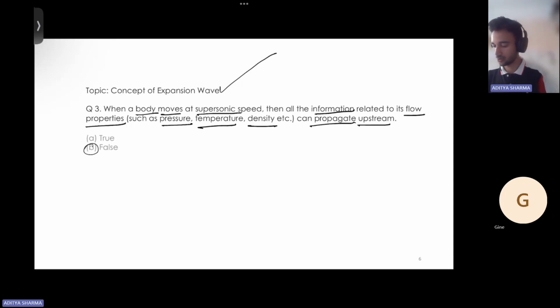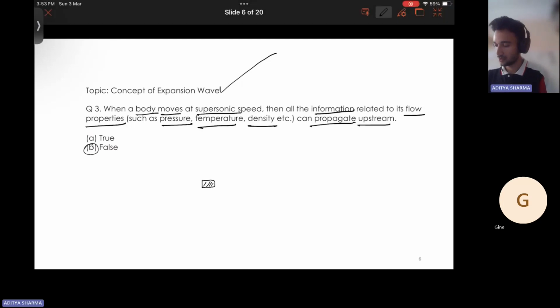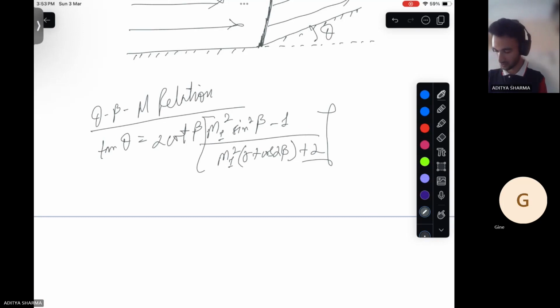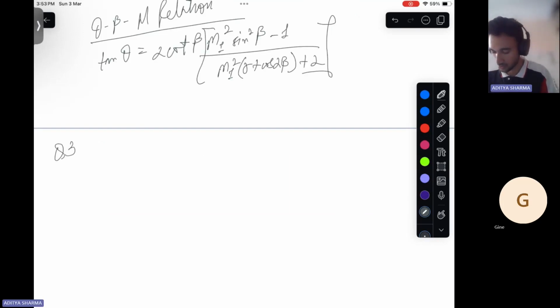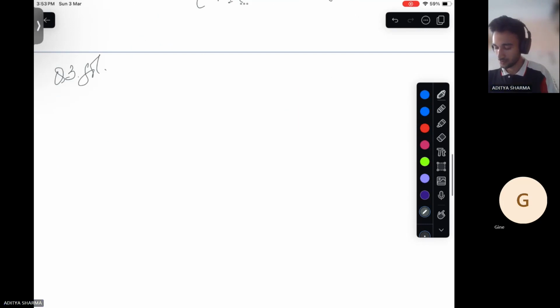So what this is essentially saying is that if there is this body, let's say this is our body, and I'll draw this here. So this is question 3, solution. So if there is this body, let's say it is moving in this direction.